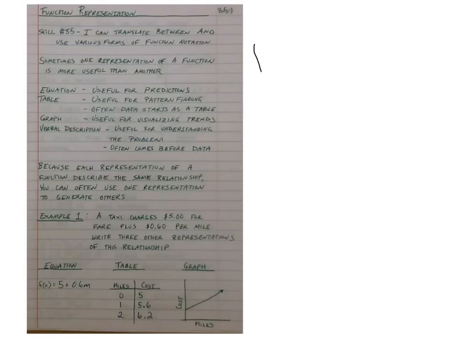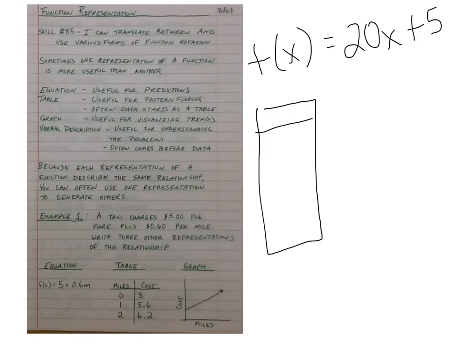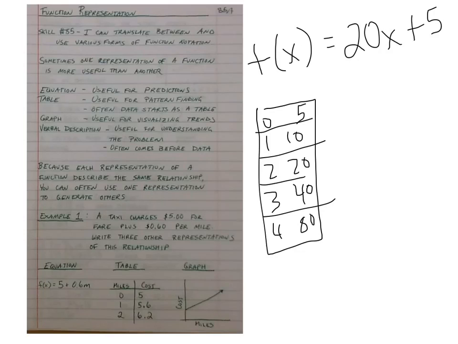So if we know that f of x is equal to 20x plus 5, we could predict what happens when x equals 5. A table is useful for pattern finding. So if you had a table with 0, 1, 2, 3, 4, 5 and 10, 20, 40, 80, it's pretty easy for us to see that each line in the table is doubling in value. And that will help us determine that it's actually an exponential equation.